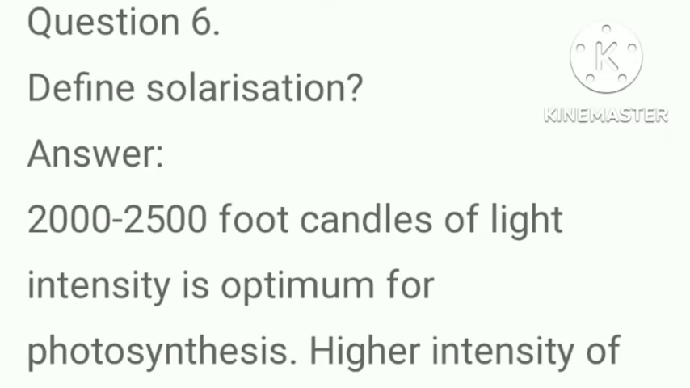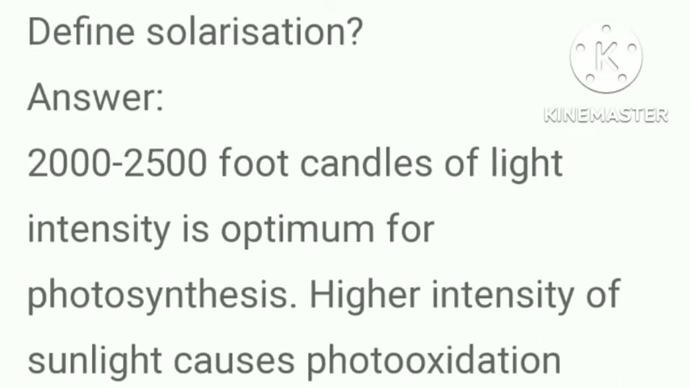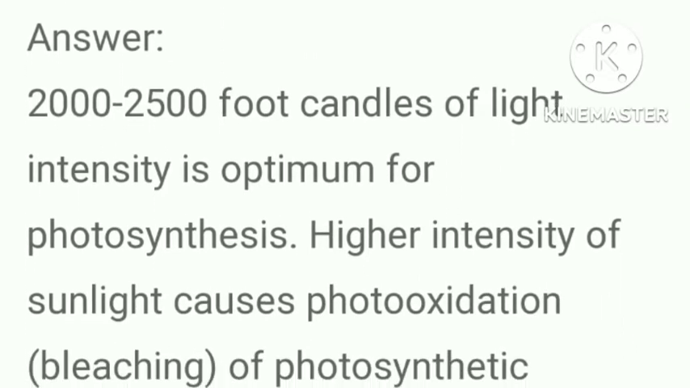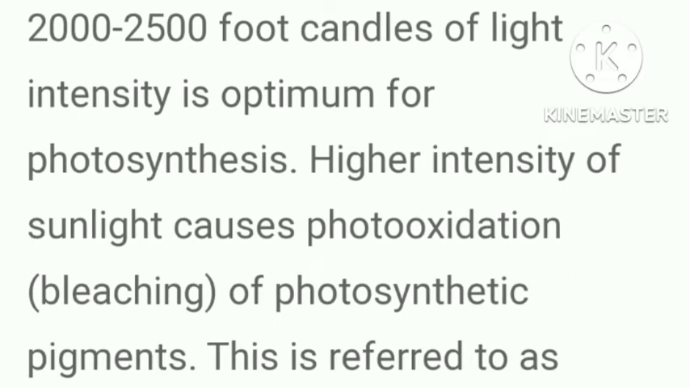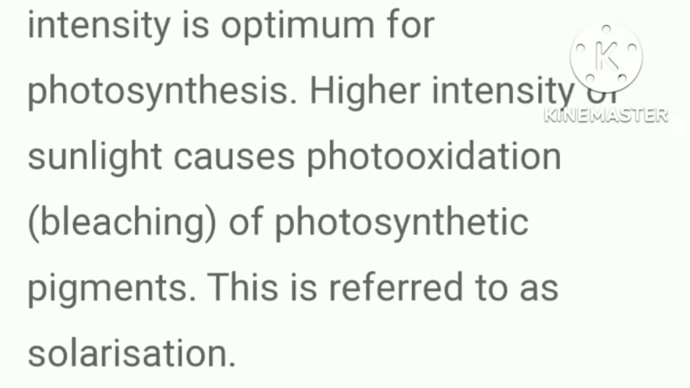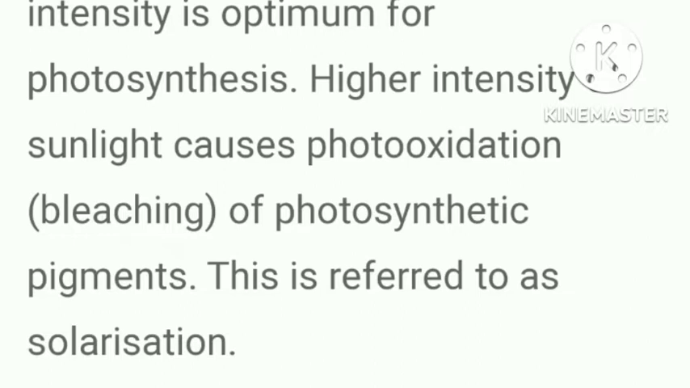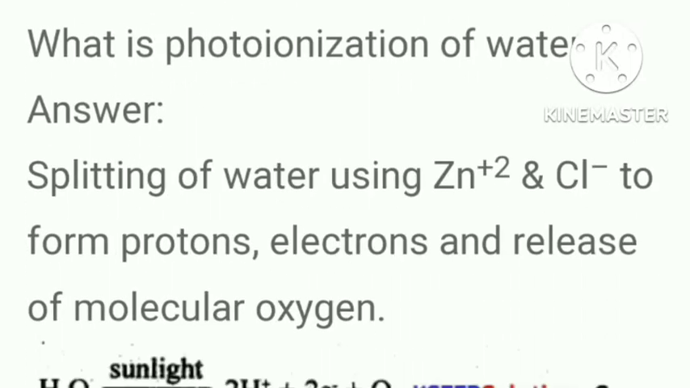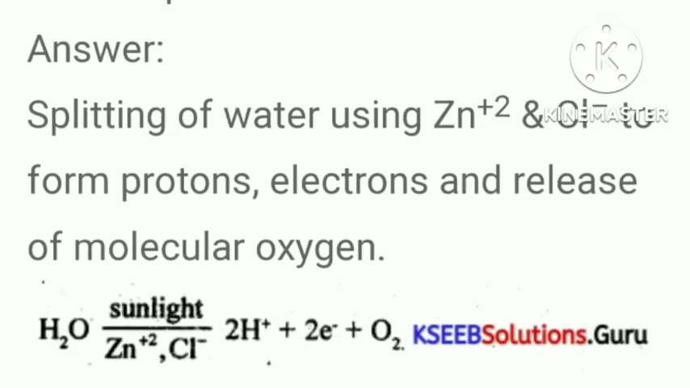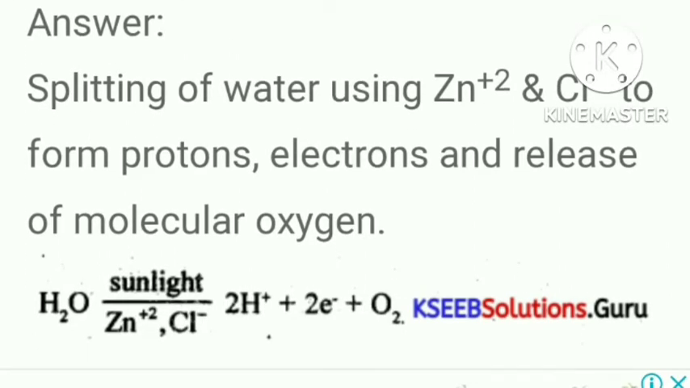Define solarization. Answer, 2000 or 2500 foot candles of light intensity is optimum for photosynthesis. Higher intensity of sunlight causes photooxidation, bleaching of photosynthetic pigment. This is referred to as solarization. What is photoionization of water? Answer, splitting of water using Mn2+ and Cl- to form protons, electrons and release of molecular oxygen. And here is the formula for that.